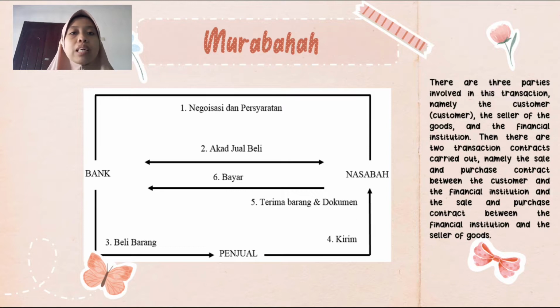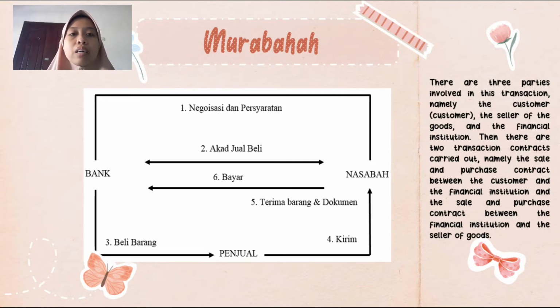Number 1, the customer submits an application for procurement of goods, and the bank makes observation regarding the eligibility of the customer. If the customer's request is accepted, the bank then conducts a credit sale and purchase transaction with the customer. The customer pays a down payment first, and the rest will be paid in installments during the time set by the bank.